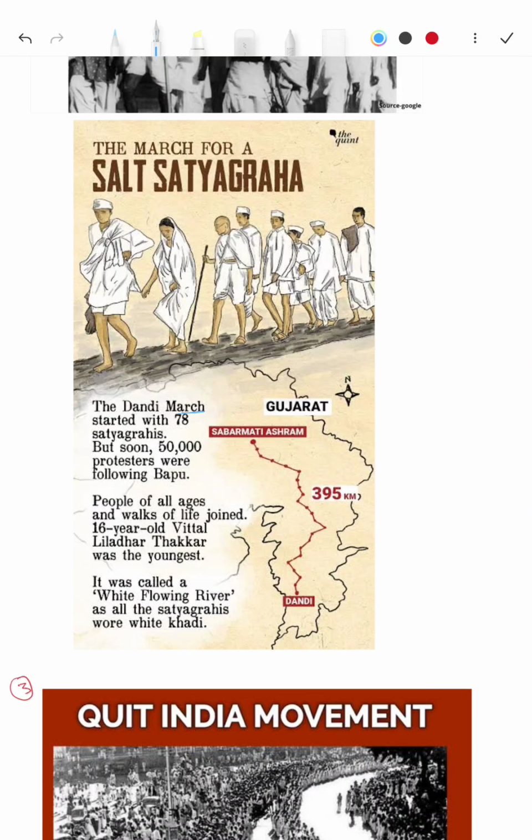Sixteen-year-old Vithal Leelader Thakur was the youngest. It was called a white flowing river as all the satyagrahis wore white khadi. It started at Sabarmati Ashram and ended at Dandi. We call this the Dandi March, 395 kilometers.